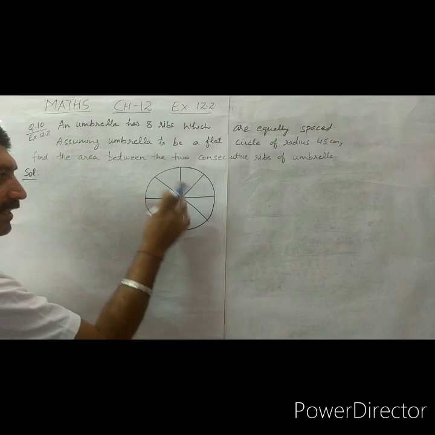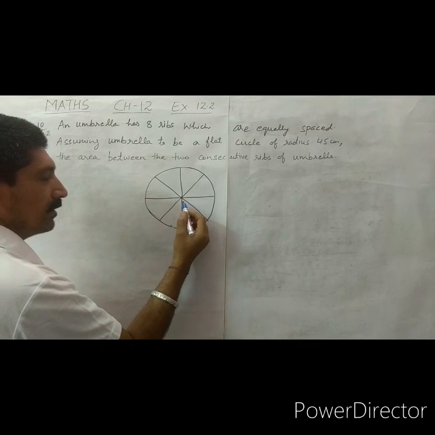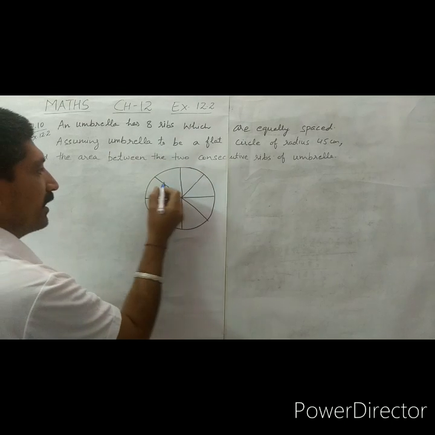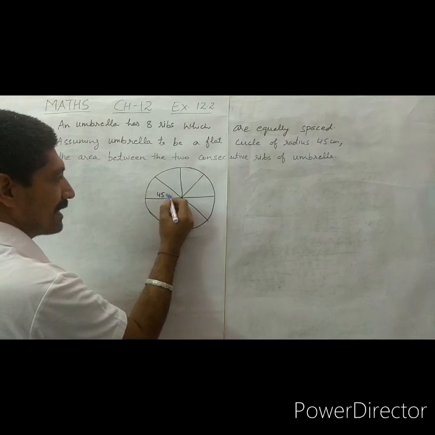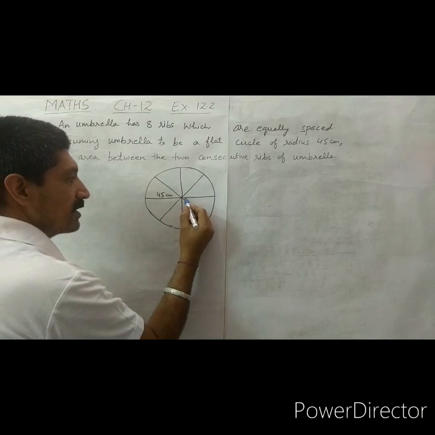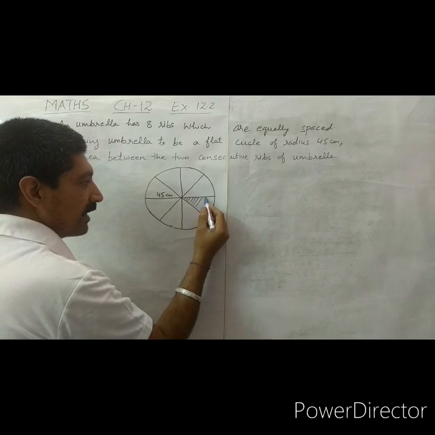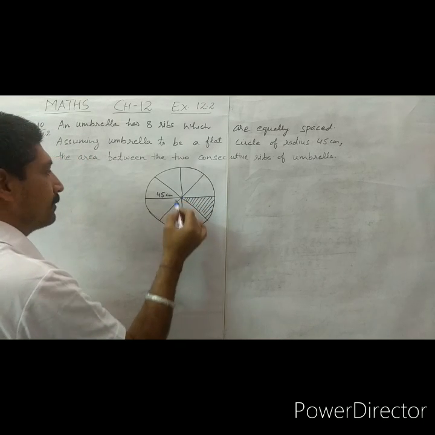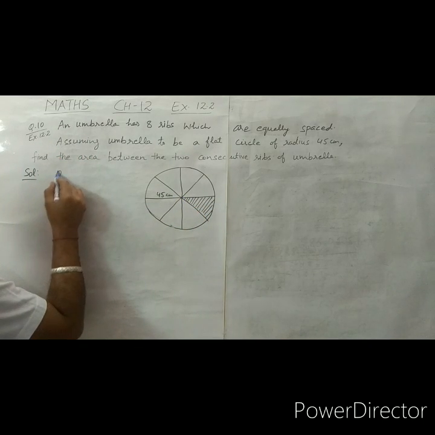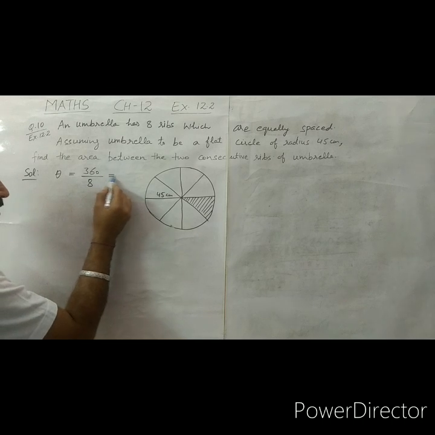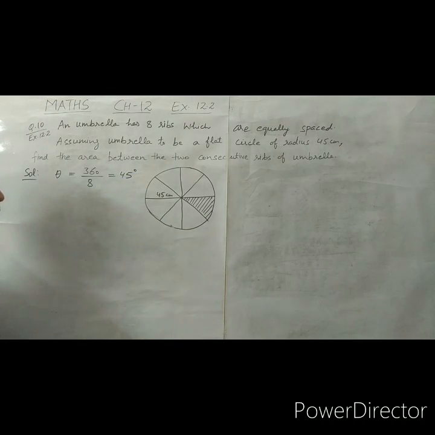We need to find the area of at least one here, assuming umbrella to be a flat circular radius of 45. Here R is 45 centimeter, and the area between two consecutive ribs means any two we can take. The shaded area we want to find, so we need to find the angle. So here the angle theta is equal to total complete angle 360 divided by 8, which is 45 degree.